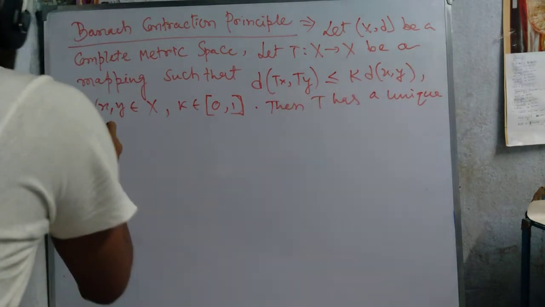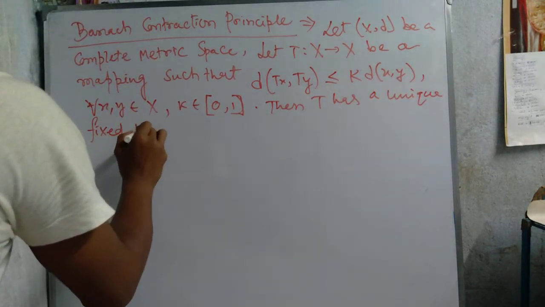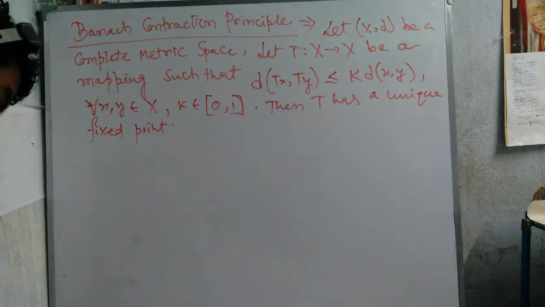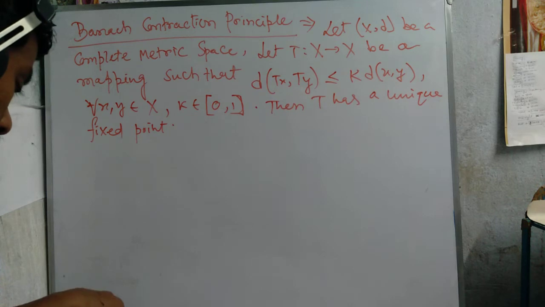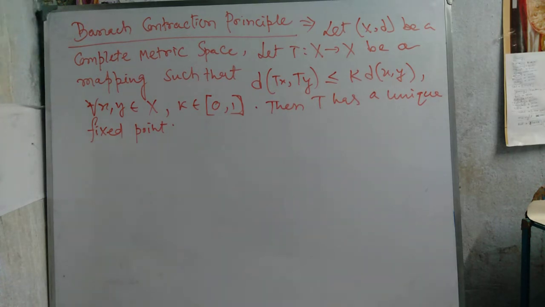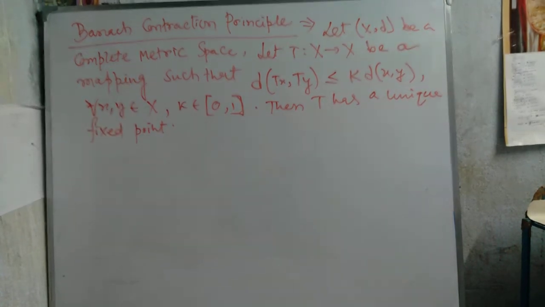T has a unique fixed point. How do we prove it? This one is easy; we'll handle it now. When is a point called a fixed point? We know that T(x) equals x. Then T has a unique fixed point, and this fixed point is x. That means the functional value is equal to the original value.